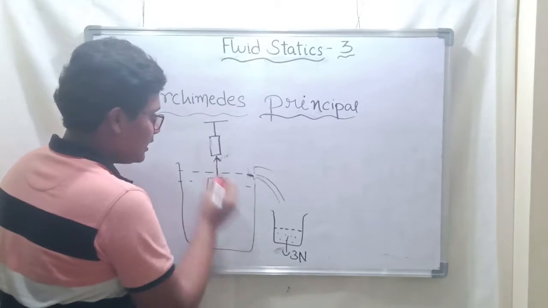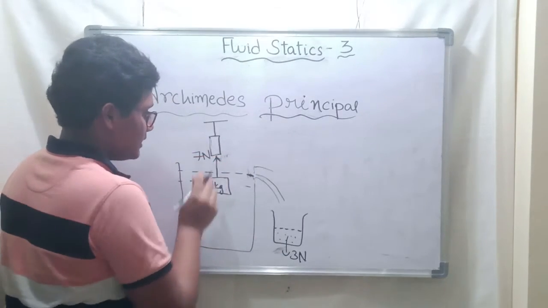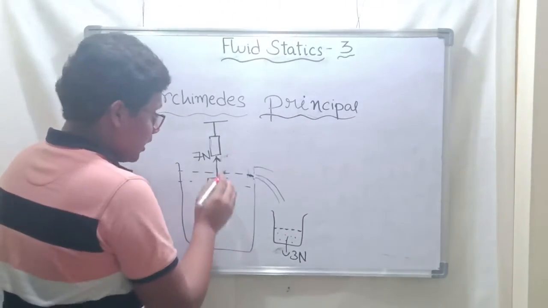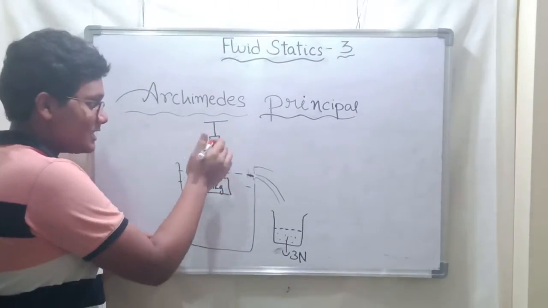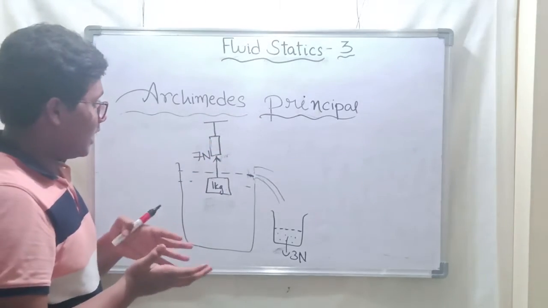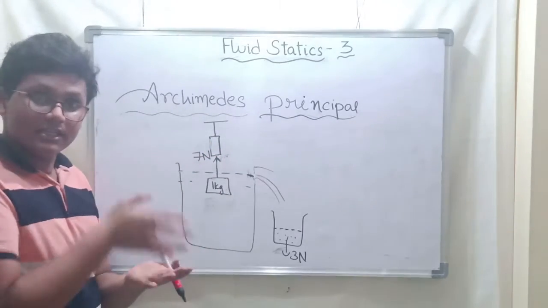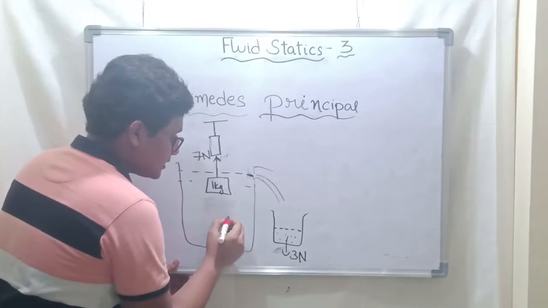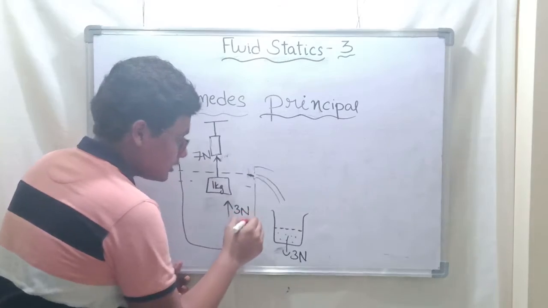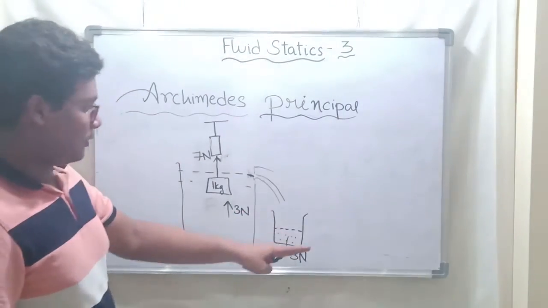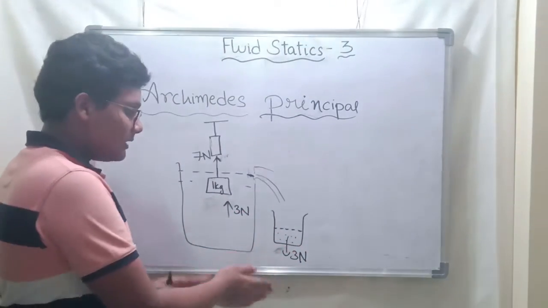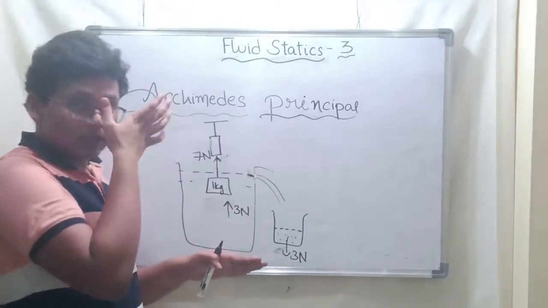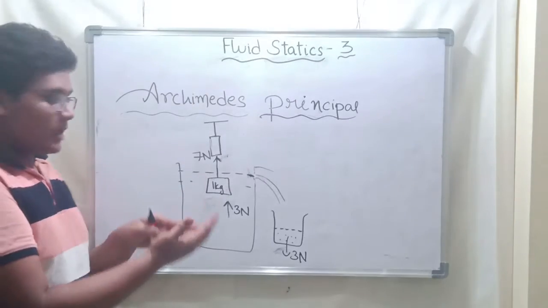So here, 3 newtons means 7 newtons is acting, then 3 newtons is displaced, and so here this is the spring balance. The spring balance is not exerting more pressure. The 7 newtons it is not applying. It is not pulling because 3 newtons of water, liquid, is displaced. So it is equal to the buoyant force. Then the buoyant force is applying the 3 newtons, so the spring balance is applying only 7 newtons.